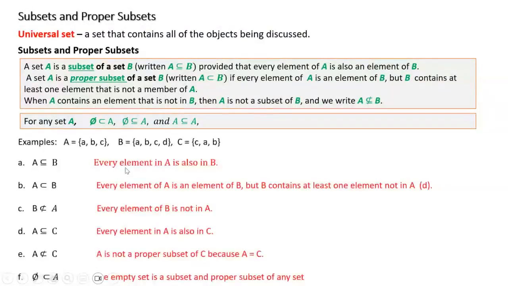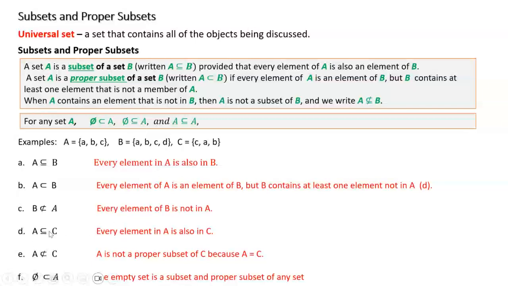Now let's do C. It says B is not a proper subset of A, with the line crossing the proper subset symbol. That's true because every element of B is not in A. You see, guys, B has A, B, C, D, and A has A, B, C. Every element in B is not in A because A is missing the D.